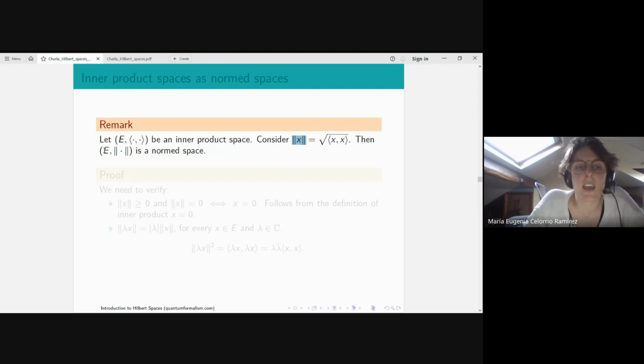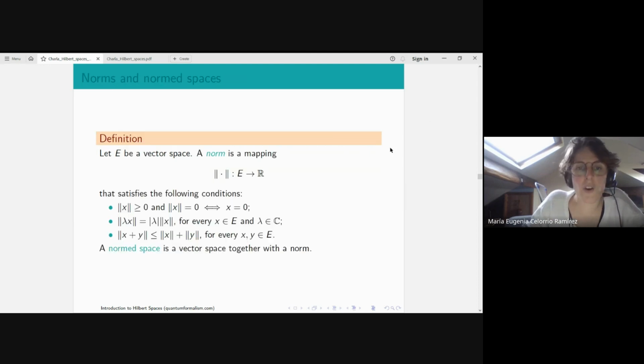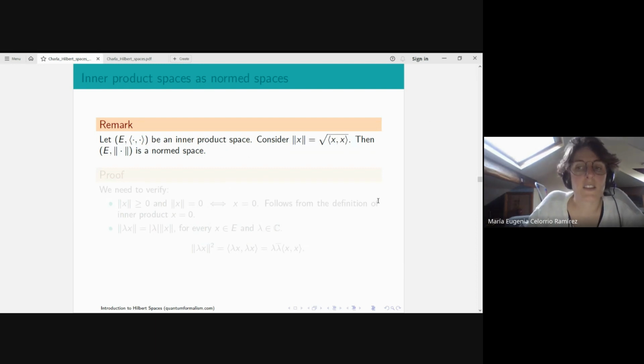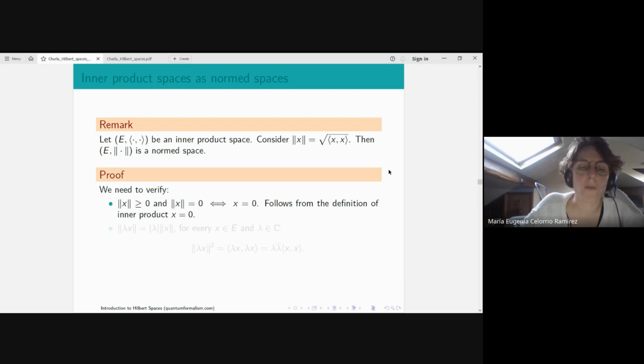Then this thing that we have defined is a norm on E. Now, remember, a norm was a thing that satisfies these three conditions. So we have to check, if I can move on, that these three conditions are actually satisfied whenever I define the norm in this way. Cool. First one, we need to check that the norm of a vector is greater or equal than 0, and that it is 0 if and only if the vector is the 0 vector. But this follows completely from the definition of inner product. Sorry, this is a typo. This shouldn't be here. We have seen that the inner product of a vector by itself is always greater or equal than 0, and is 0 if and only if the vector is the 0 vector. So this follows immediately.